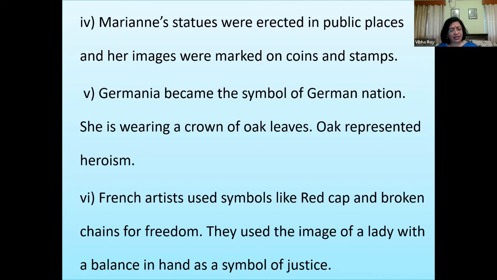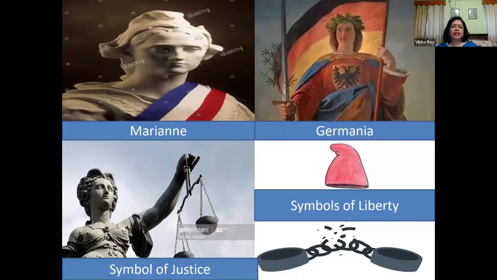Then we have French artists. They use symbols like the red cap and broken chains to symbolize freedom. They use the image of a lady with a balance in her hand as a symbol of justice. So these are the different images. They can be asked for comparison: what they are, which country they stand for, what they signify. In fact, when we are teaching nationalism in India also, there is a comparison. One question we do in the end is a comparison of figures, this allegory which they use.